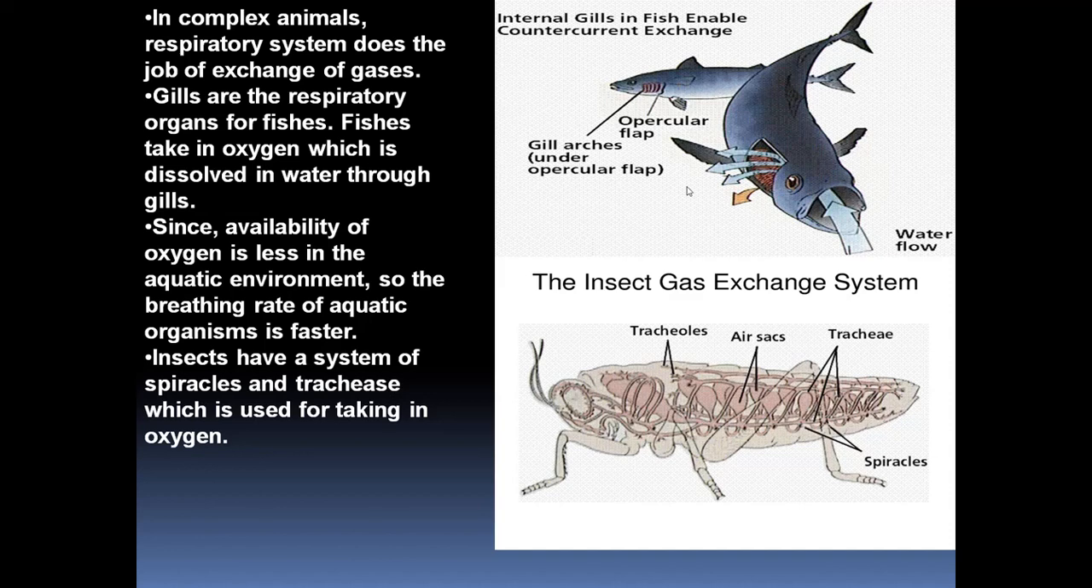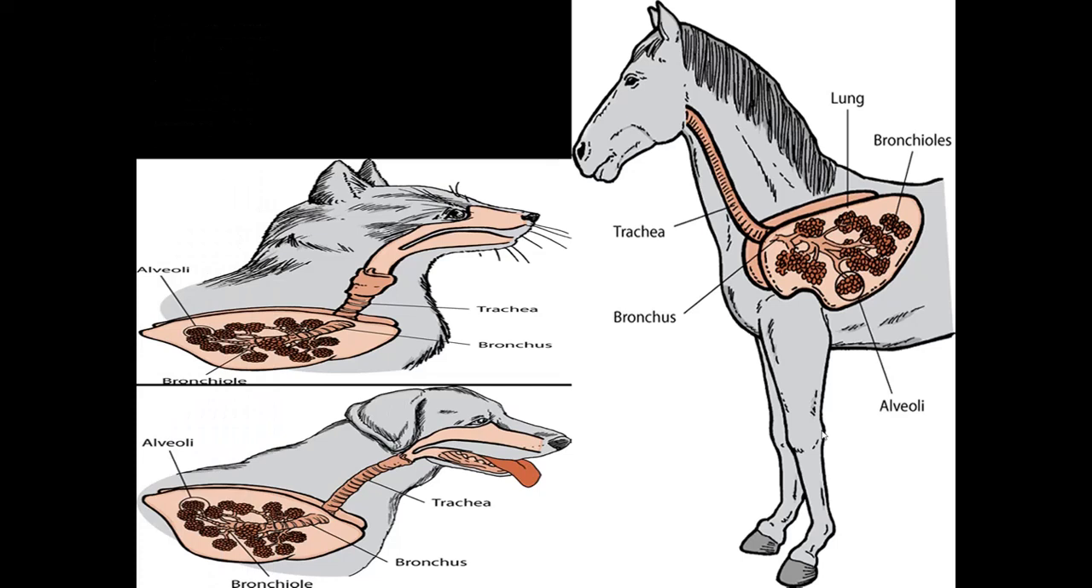Insects have a system of spiracles, as you can see in this image. It has a system of spiracles and tracheae which is used for taking in oxygen. So these organisms take oxygen through these spiracles.